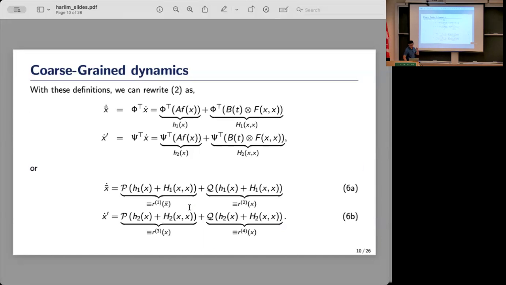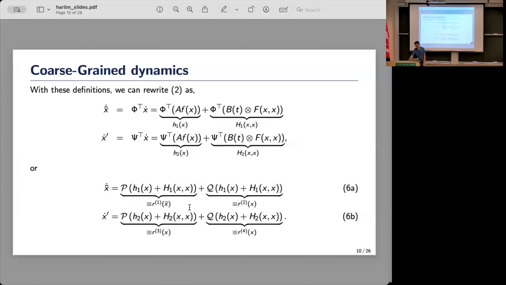Now you can rewrite the original dynamical system. I just rewrite this and project it onto the resolved component and the unresolved component. You're basically taking phi transpose or psi transpose of the vector field. Then we can rewrite this H1 plus capital H1 in terms of X bar, which I'm going to call R1, R2. So this is just standard. We're interested in the evolution of the first part here.